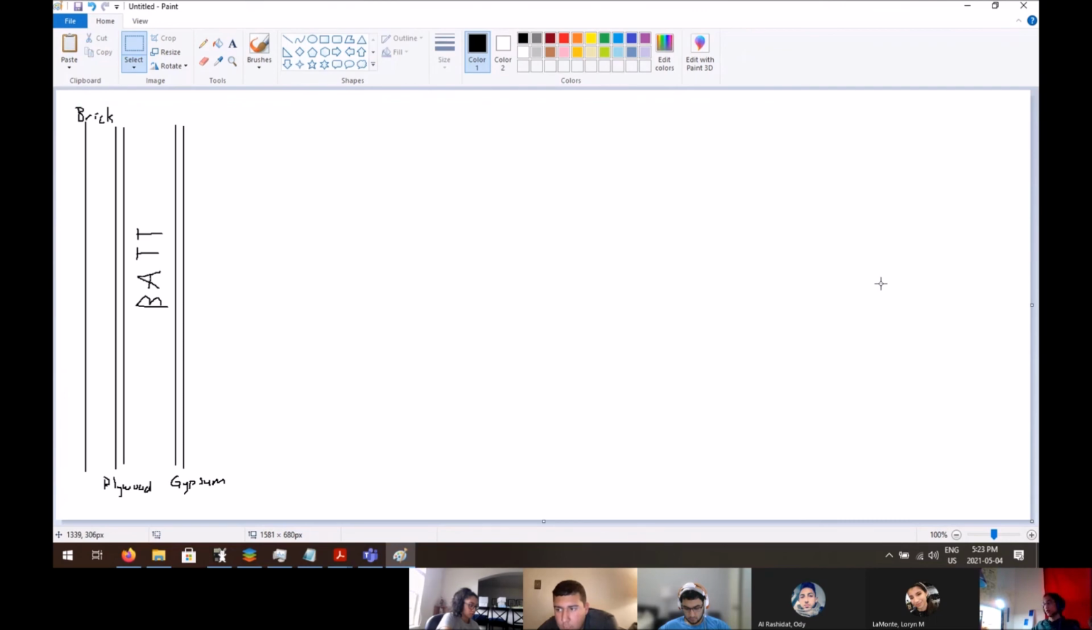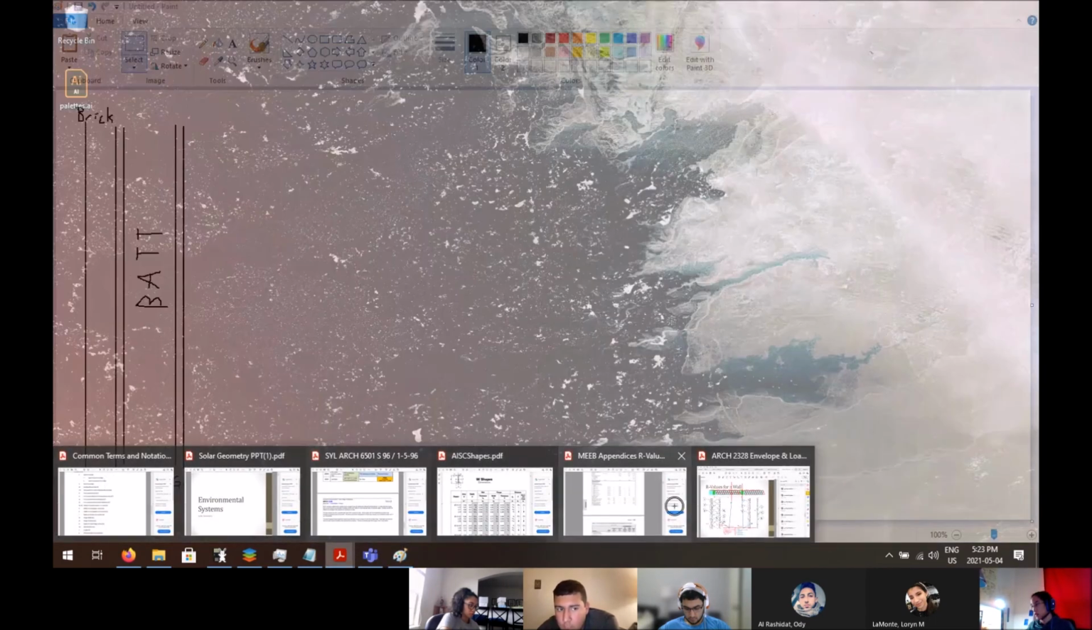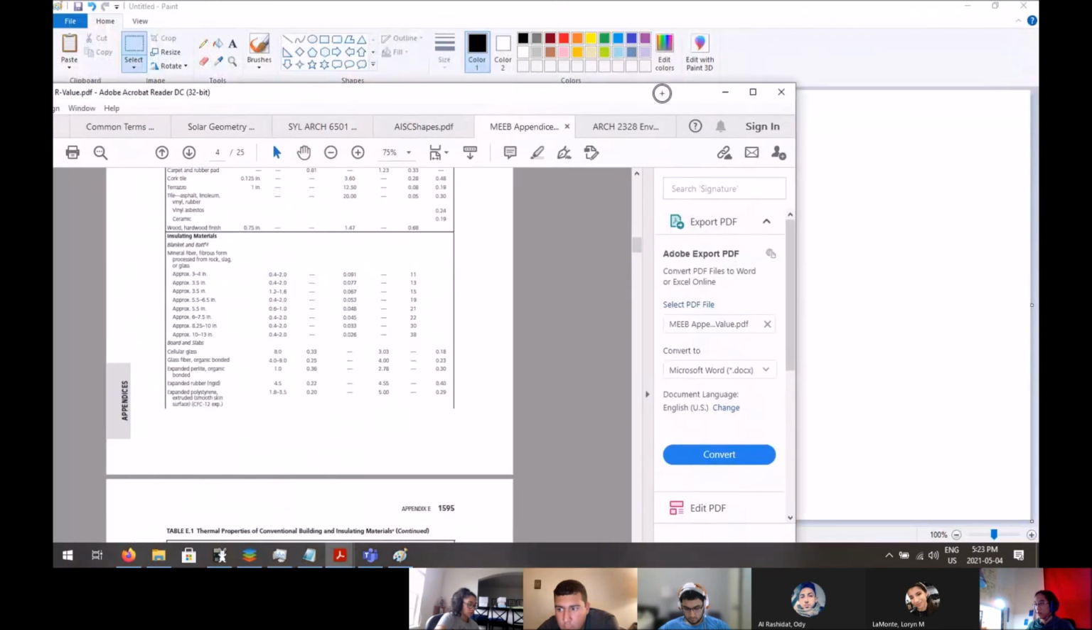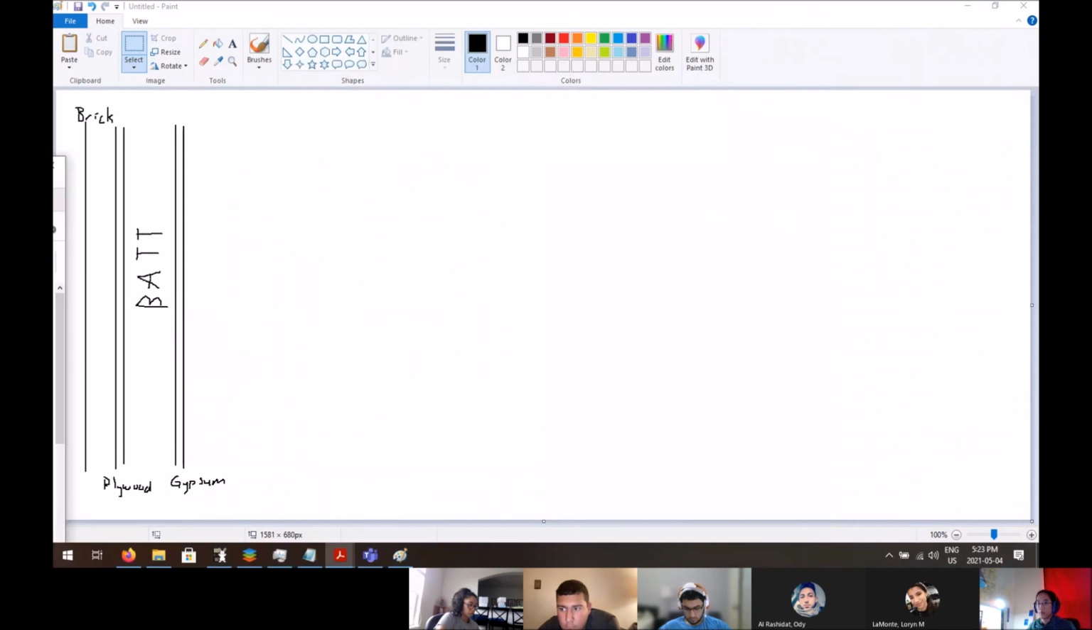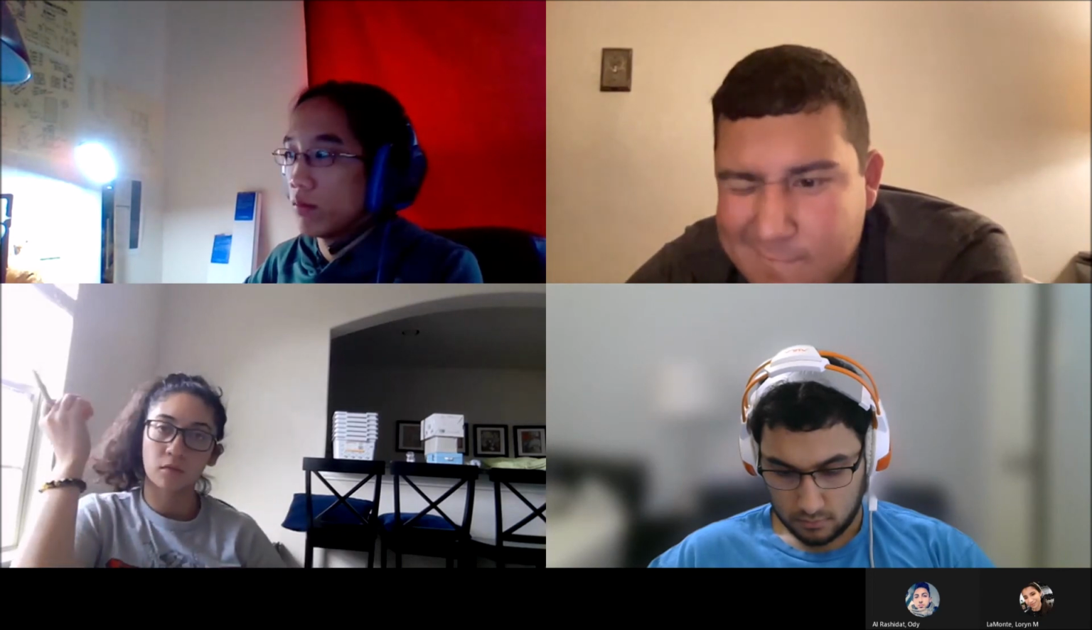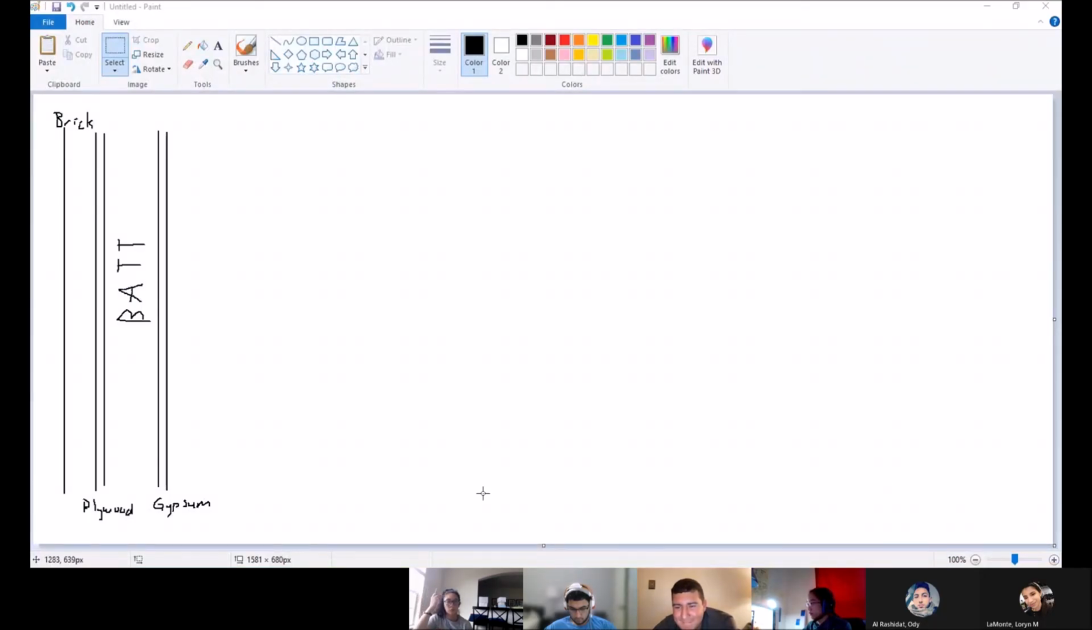So now we have to go into our handy dandy R value thing, right? Am I sharing this? I don't know. Yeah, okay. So we have our R values in our handy dandy little book that Van Lanningham gave us. So we just have to look these up, right?